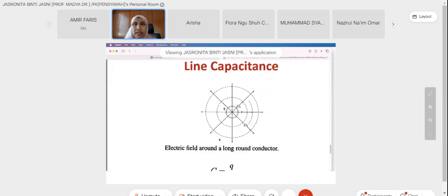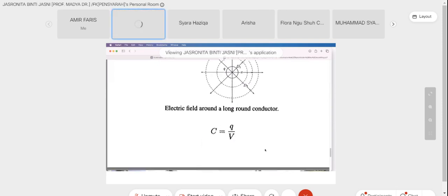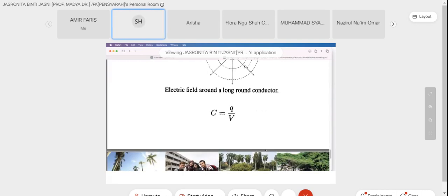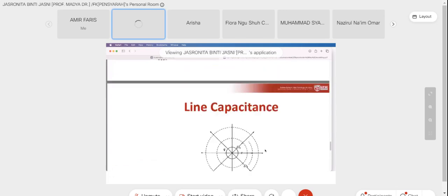And then for the line capacitance, we make use of this. This one also you have seen from the electromagnetics class, right? C equals Q over V. You have, right? Yes. You need to look back on that.